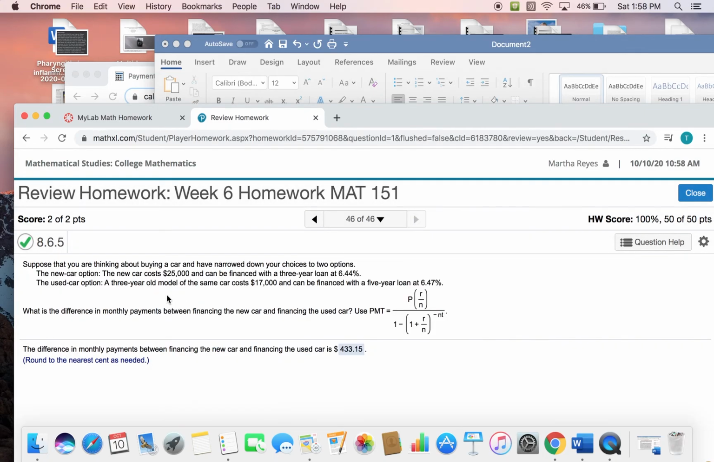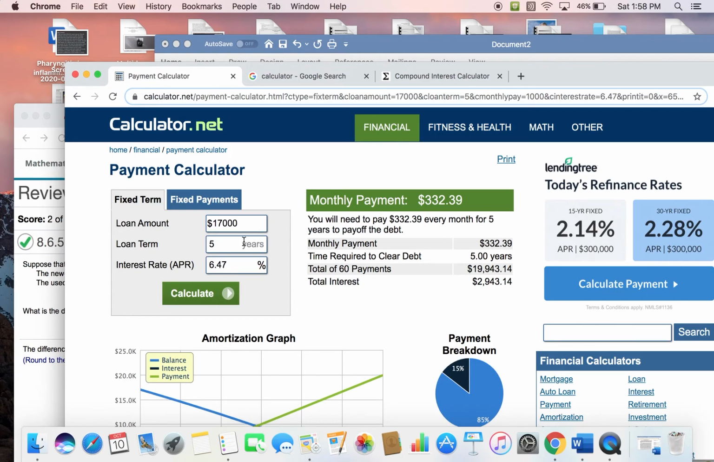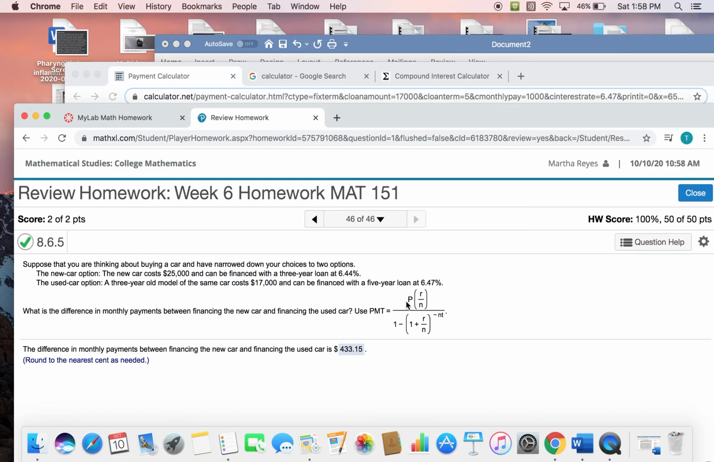And then this last one is exactly the same thing. You've got to plug it in there. There's a new car that costs $25,000 that can be financed with a 3-year loan at 6.44. So on a scientific calculator or in this, right? Loan amount, loan term, interest rate. That'll calculate it if you put it in there. You put P, 25,000. R, 0.0644. N, always going to be 12 times a year with this monthly payments for cars.